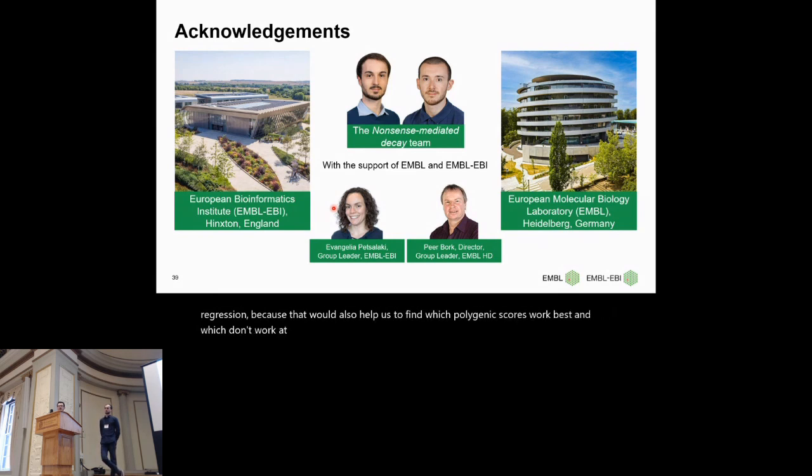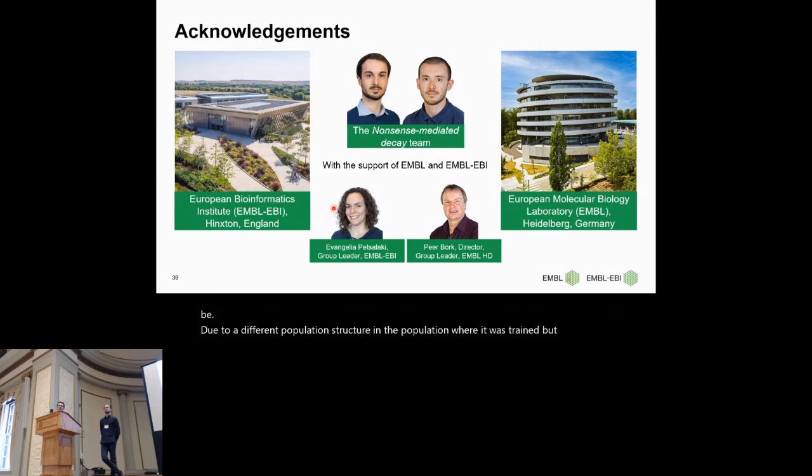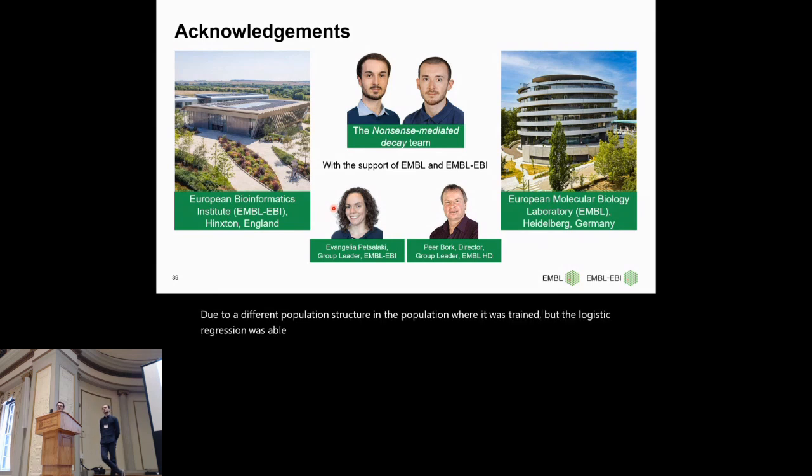For example, we had a case. One of the 12 polygenic scores actually had a negative coefficient in our logistic regression. So that was negatively correlated with the hypercholesterolemia, and we think that might be due to a different population structure in the population where it was trained. But the logistic regression was able to detect this.